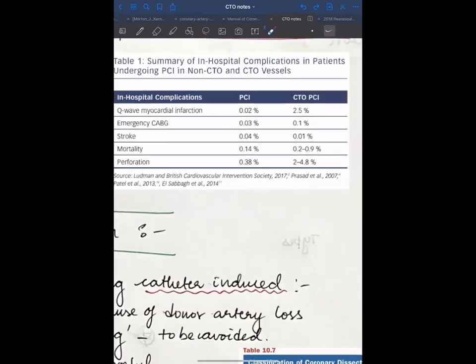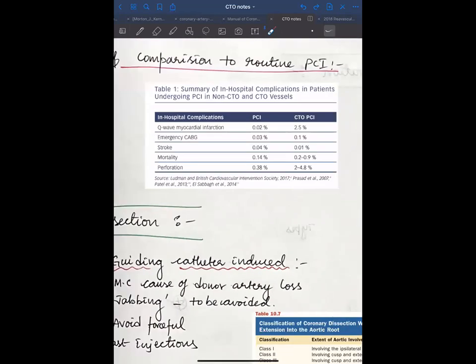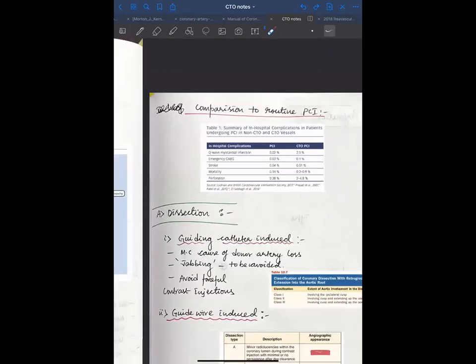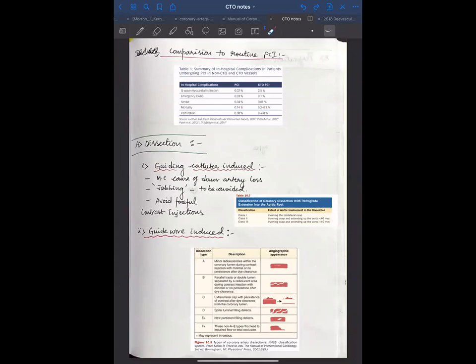So this is just a comparison chart to show you the complications are comparable between CTO and a non-CTO PCI. However, the perforation rate alone is significantly higher. So coming to the first one, dissection.